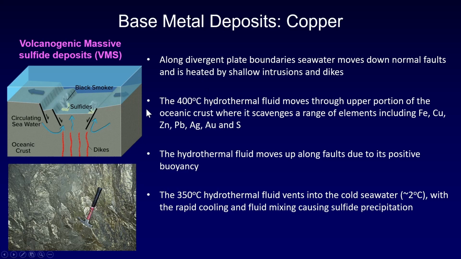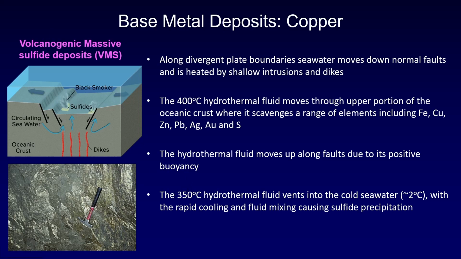And so what's going to happen is, as mentioned, this hydrothermal fluid is circulating around. It's scavenging metals as it goes. It's also getting heated, so it's becoming more buoyant. It's going to rise to the surface. And eventually, this hydrothermal fluid is going to vent onto the seafloor. And when it vents onto the seafloor, it's going to have a temperature of around 350 Celsius.